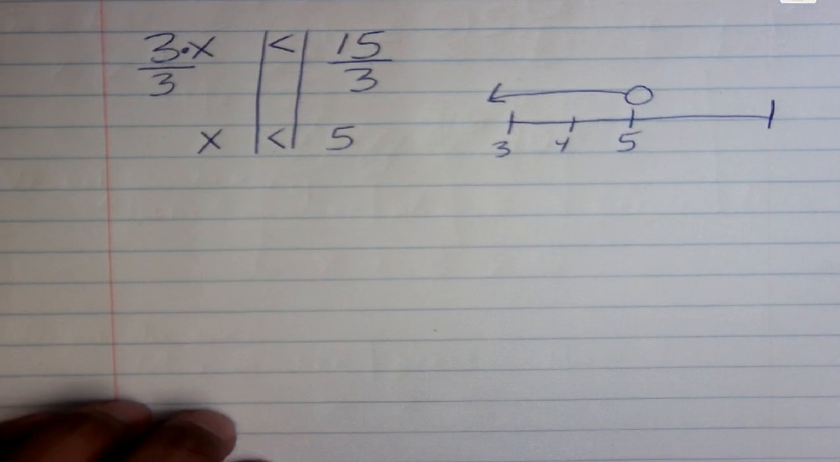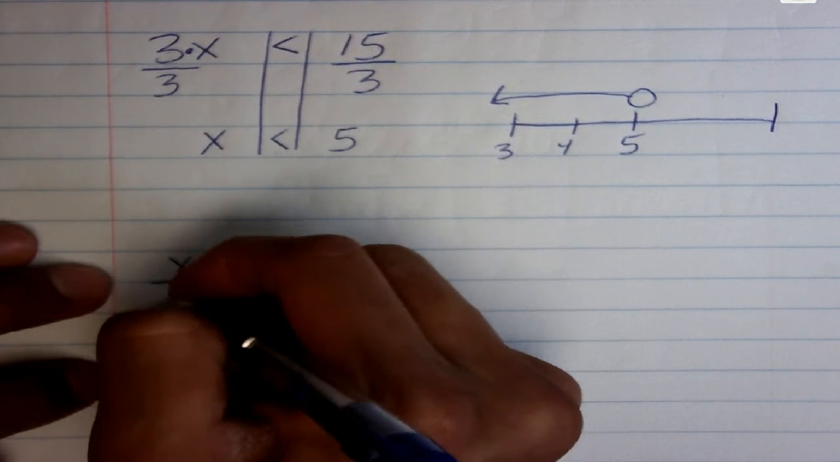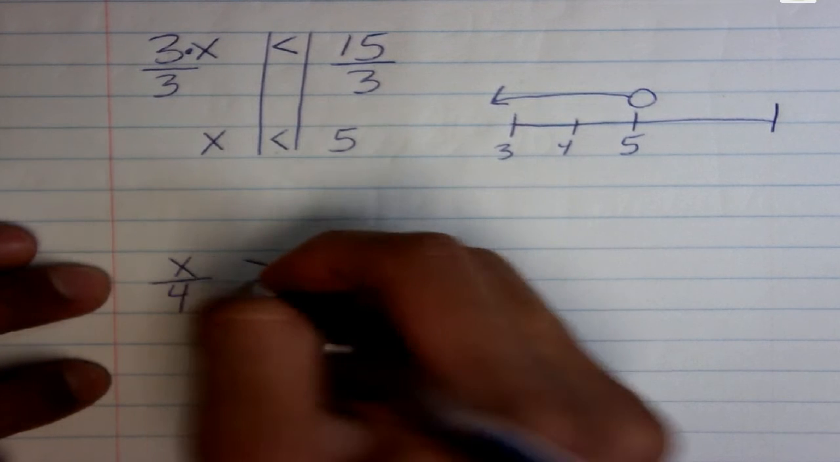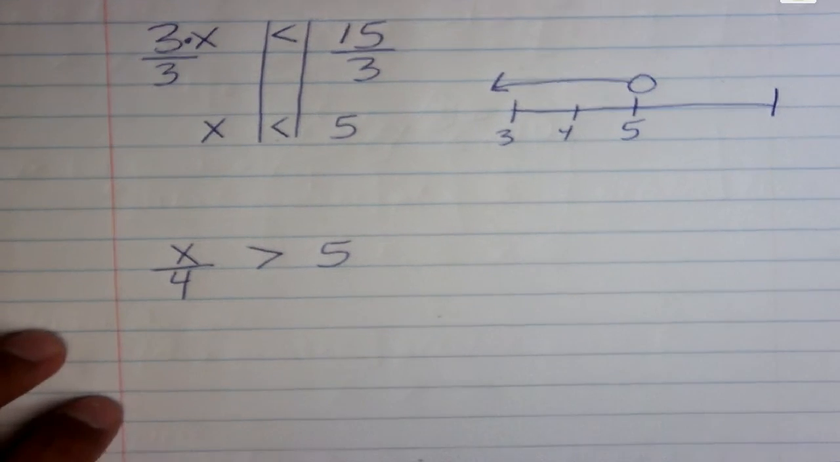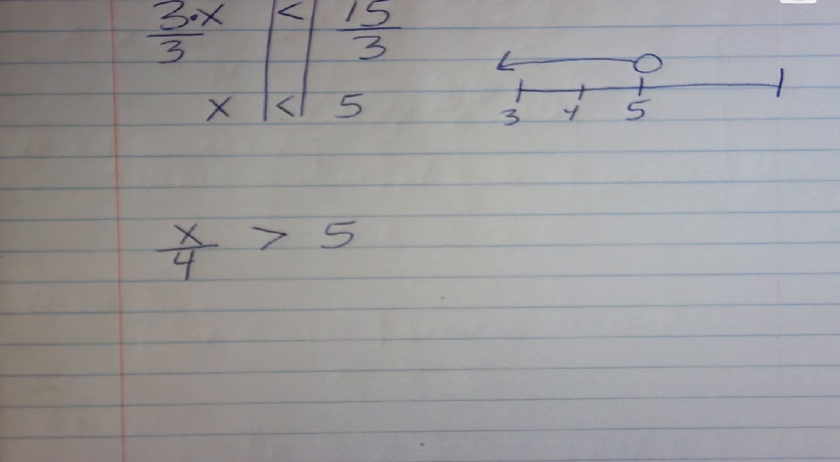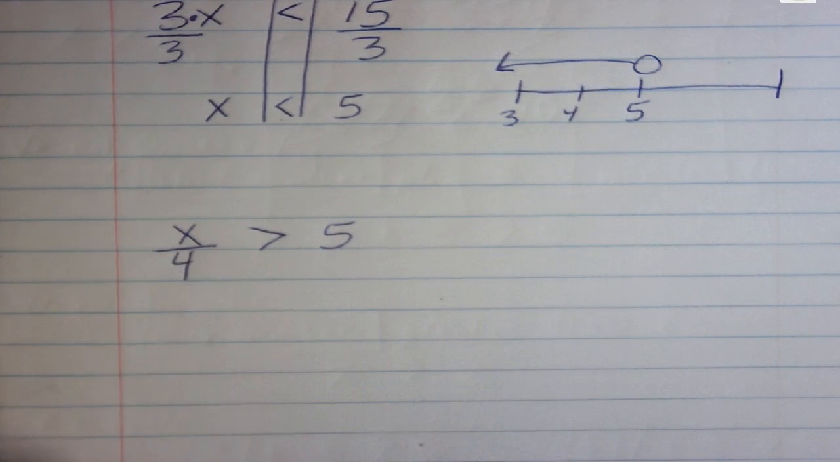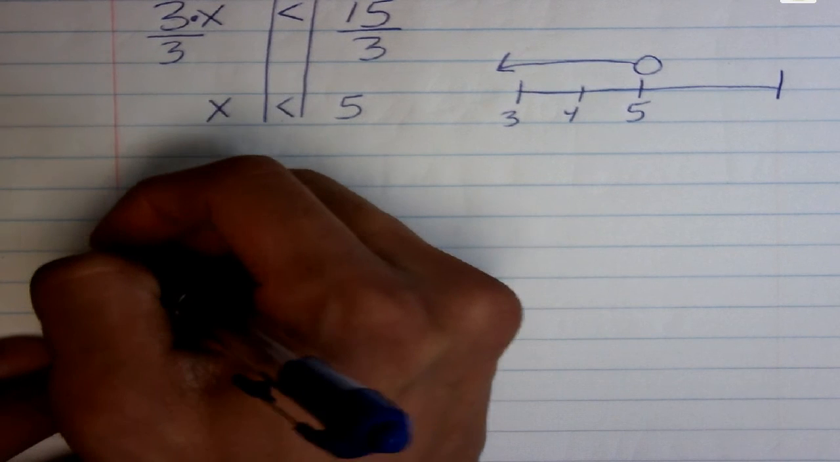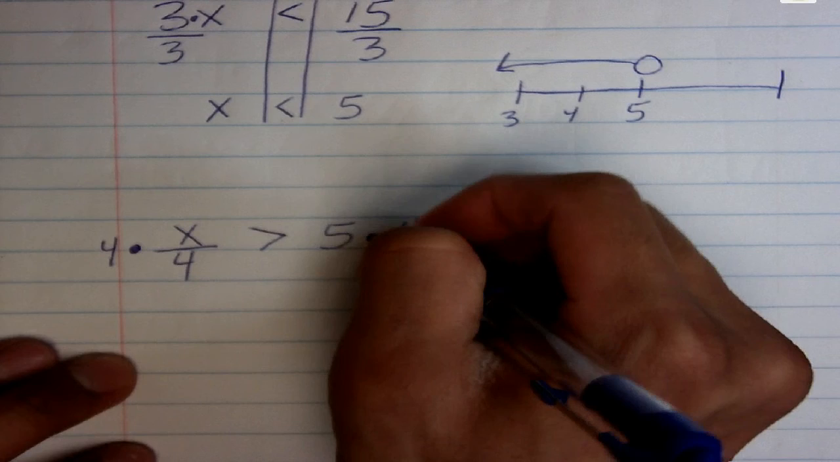Move this up. We have x divided by 4 is greater than 5. X divided by 4 is greater than 5. So remember, the fraction means division. What's the opposite of dividing? Multiplying. So I'm going to multiply both sides times 4. I'm going to multiply both sides times 4.